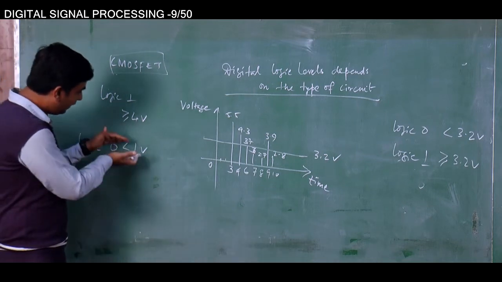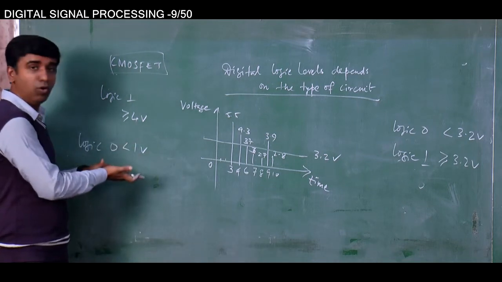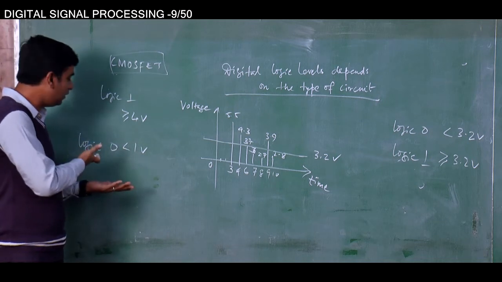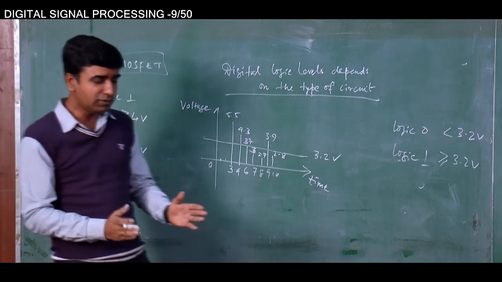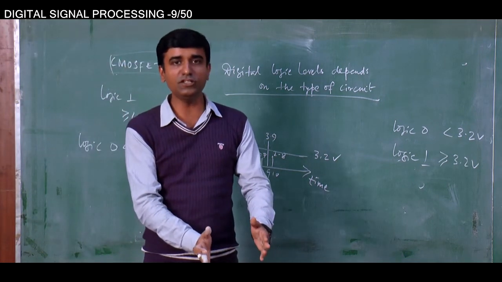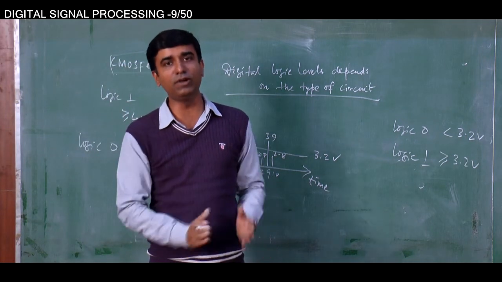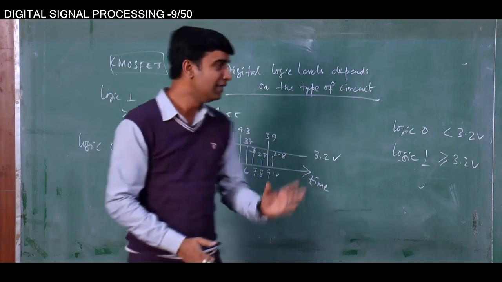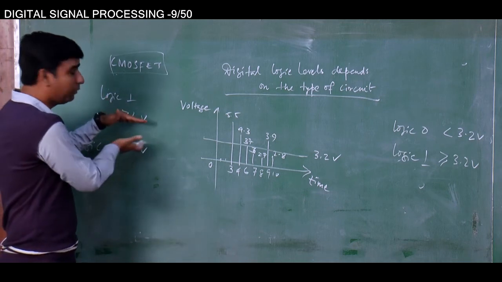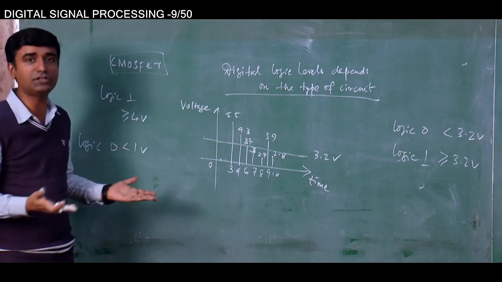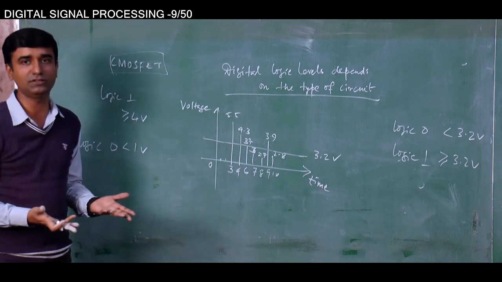If it is not less than 1 volt, then it will not consider that as logic 0 or low level voltage. So you have to check whether at the input the voltage is between 1 volt and 4 volt. If it is between 1 volt and 4 volt, the circuit will offer a very high resistance. As I have told, in between it is called high Z state, it offers very high resistance.